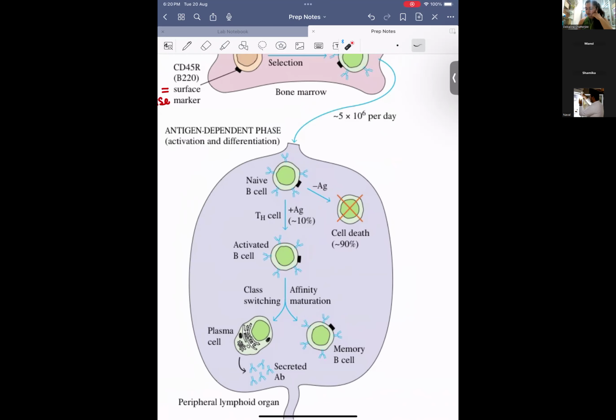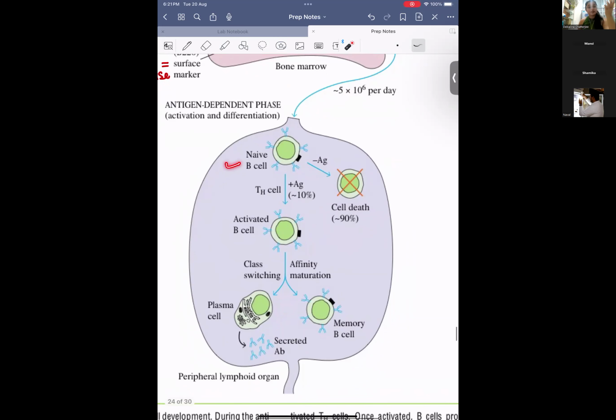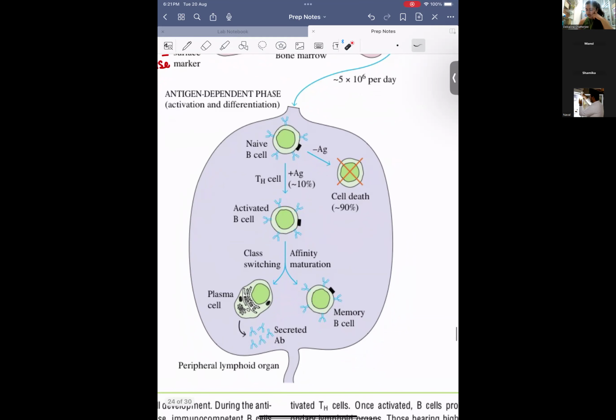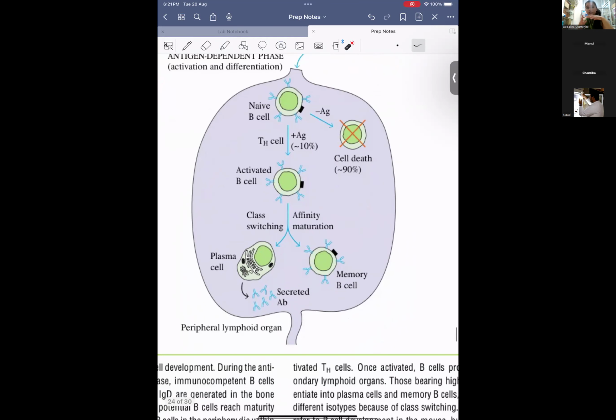So once the naive B cell encounters the antigen in the peripheral lymphoid organ, it becomes an activated B cell, which now has to undergo clonal proliferation. In clonal proliferation, you have one cell producing exact copies. So it will now divide into exact copies of plasma cells.